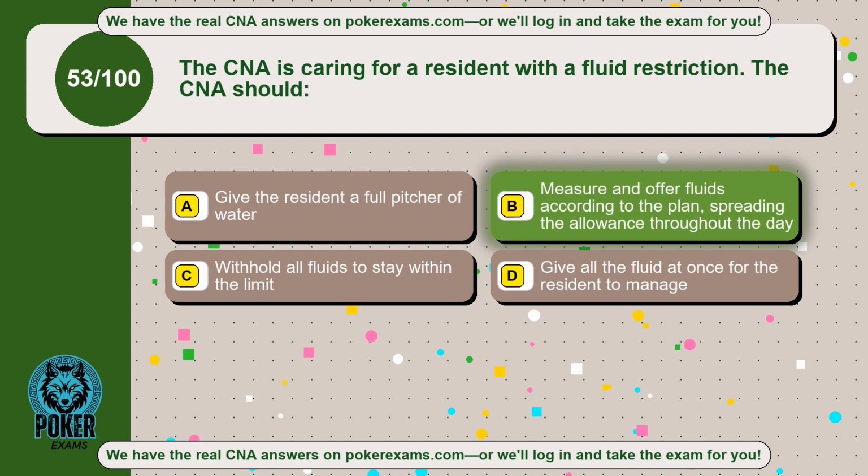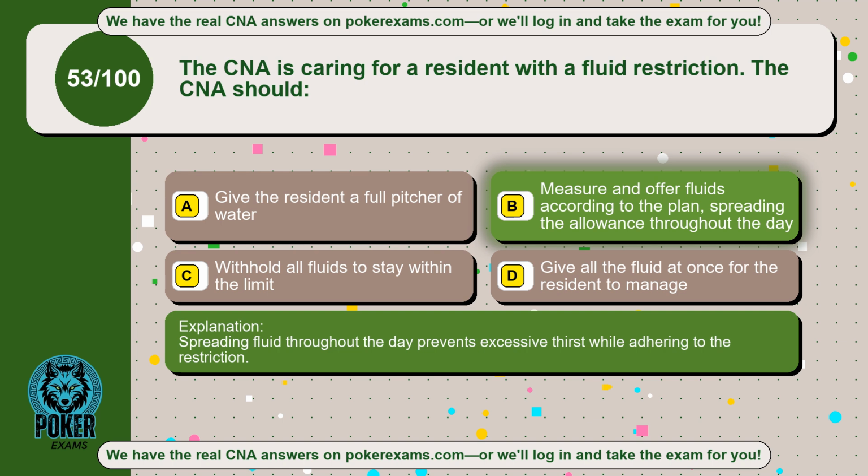The correct answer is Option B, measure and offer fluids according to the plan, spreading the allowance throughout the day. Spreading fluid throughout the day prevents excessive thirst while adhering to the restriction.